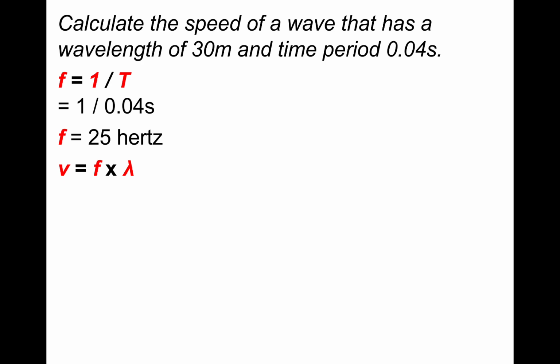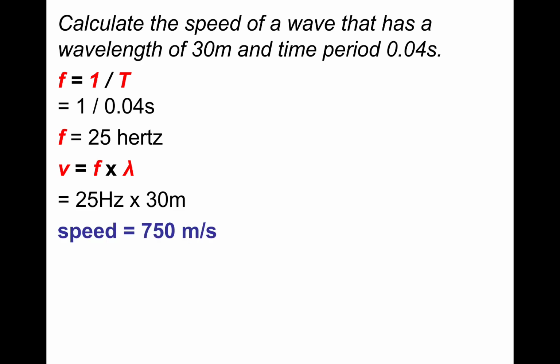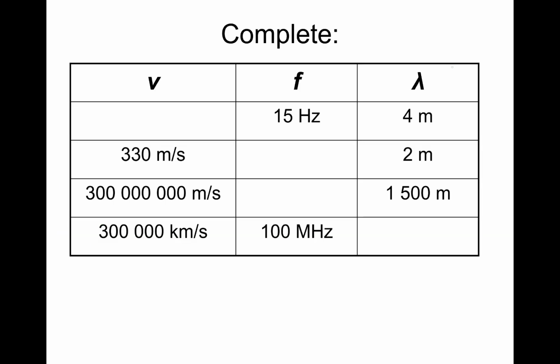And then use the wave equation. So the wave speed is just frequency times wavelength. So we've got the frequency, which is 25 multiplied by the wavelength of 30, which gives us a wave speed of 750 meters per second. Hopefully that one went okay. Okay, let's try some more, because why not? So a quick table.